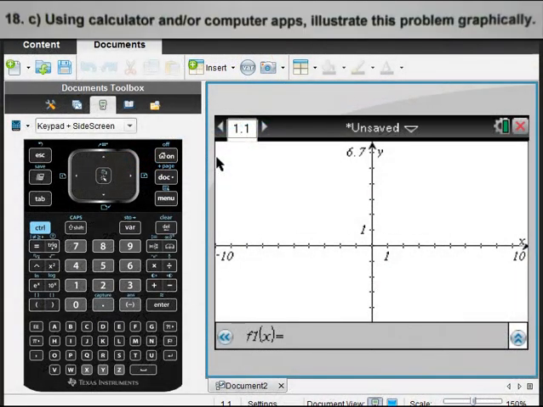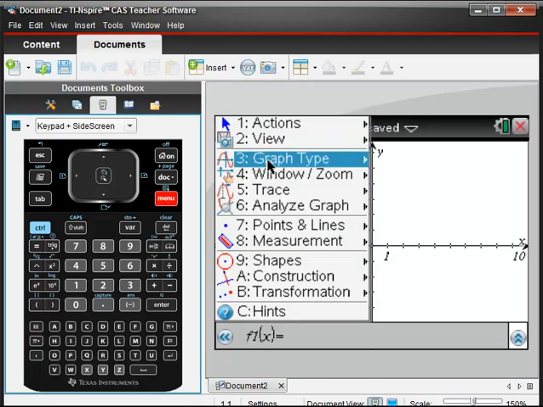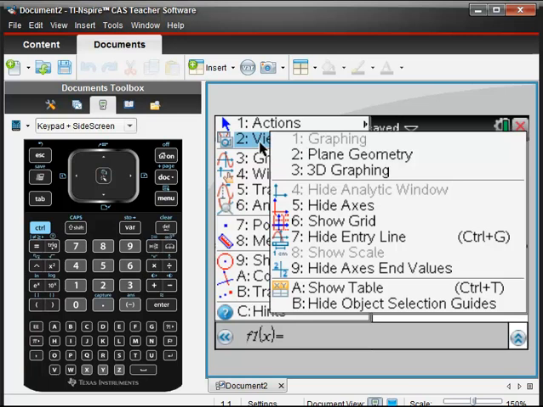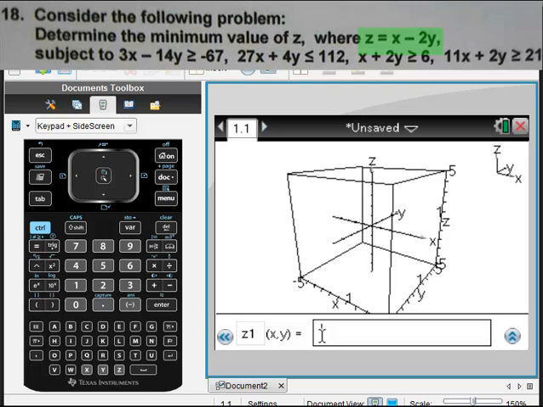Part C says, using calculator and/or computer apps, illustrate this problem graphically. Alright, we're sitting here with the TI-Nspire CX calculator, and because this has 3D graphing capabilities, which is something we need right now, I've got this graphing page here opened up. I want to view 3D graphing. Okay, and here we can put in our formula.